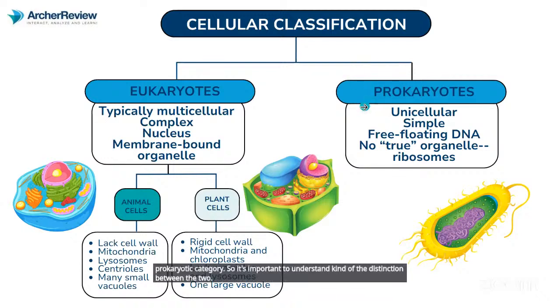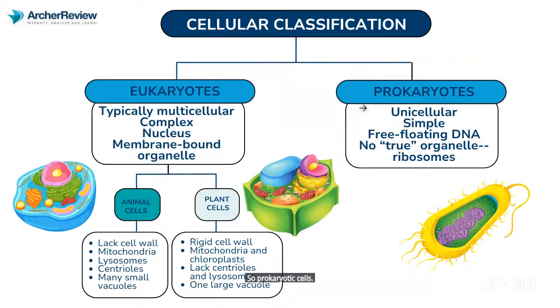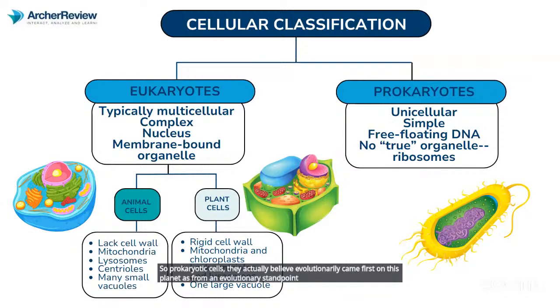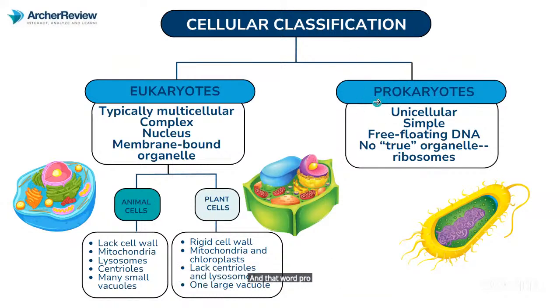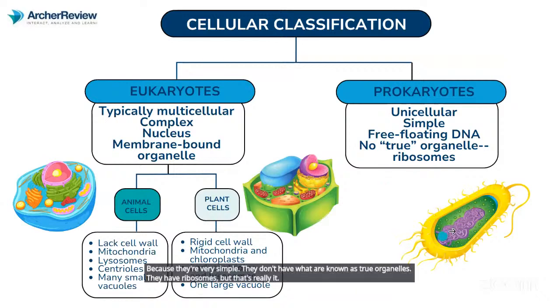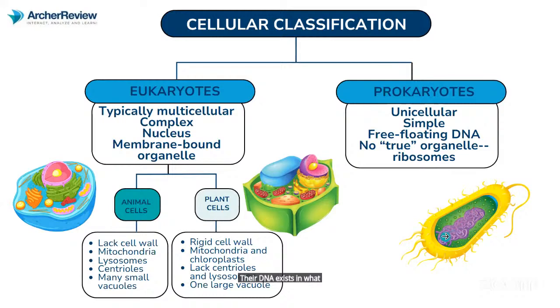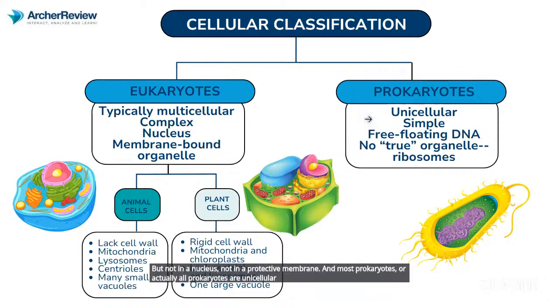Prokaryotic cells, they believe evolutionarily, came first on this planet. From an evolutionary standpoint, they were the first cells on Earth. And that word pro stands for like pre, like pre-cells, because they're very simple. They don't have what are known as true organelles. They have ribosomes, but that's really it. Their DNA exists in what they refer to as a nucleoid region, but not in a nucleus, not in a protective membrane. And most prokaryotes, or actually all prokaryotes, are unicellular, meaning they're made of one cell.